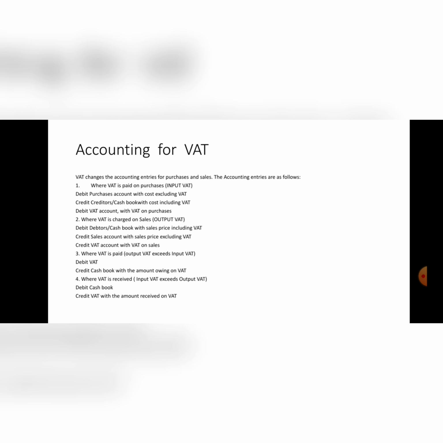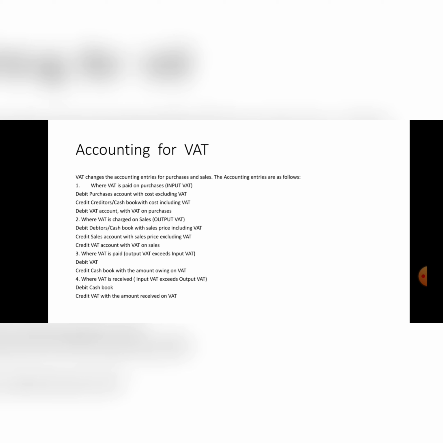The second one, where VAT is charged on sales, that is output VAT. You debit debtors or cash book with sales price including VAT, and you credit sales account with sales price excluding VAT. You also credit VAT account with VAT on sales.